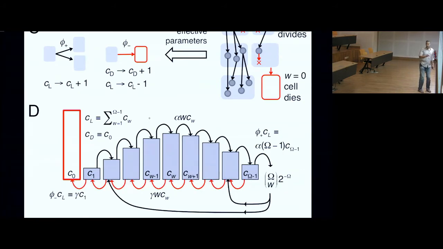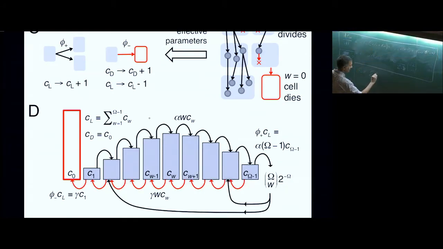Let's do that. So he said all the terms are still linear. You can still divide by n. This will still work out. So let's do that for a second. Okay? So CL, which is the number of living cells, is the sum from W equals 1 to omega minus 1 of CW. Okay? And I could normalize everything by the number of living cells. This is an example. So let's do that.